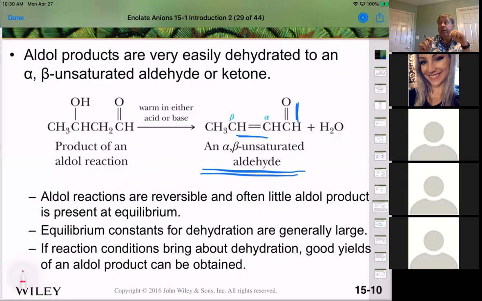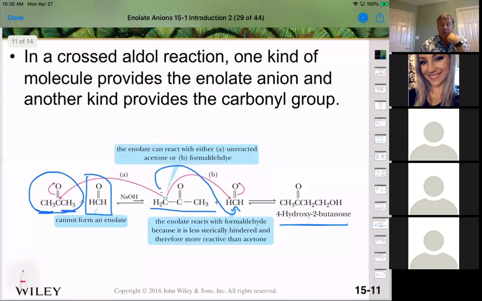That gives it really cool reactivity because instead of reacting at this alpha carbon, we're going to end up reacting at this beta carbon. And we have a special reaction for that. Okay, so can we take the idea of having only one proton we can remove and use it to our advantage?